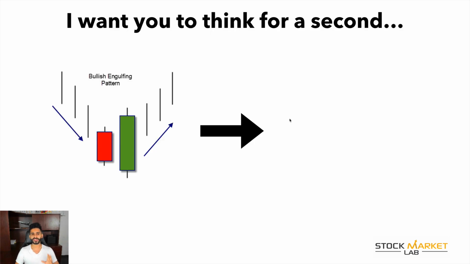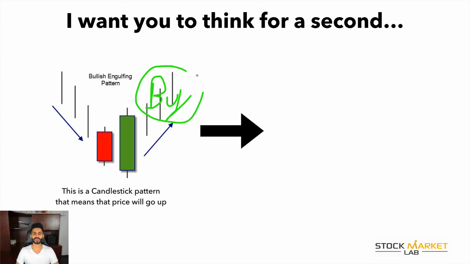Now, I want you to think about something for a second before we jump more into candlestick patterns. This right here is one of the candlestick patterns that we are going to go over. This is a candlestick pattern that means the price will go up. Basically, when you see this pattern, it identifies that the price is going to go up. Hey, I see this bullish engulfing pattern, I should buy. That's the typical mentality most people have behind patterns.